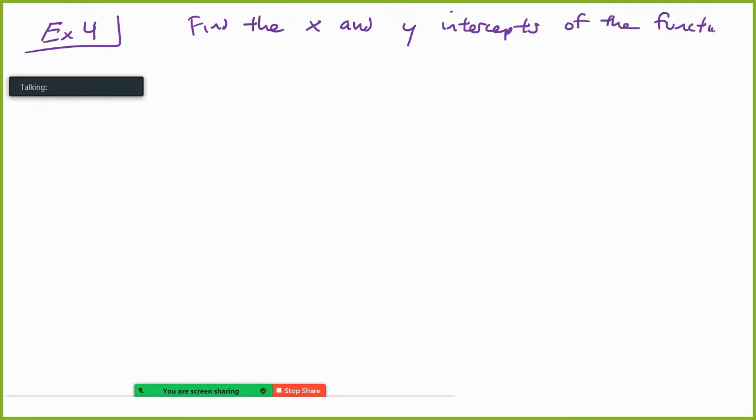Example 4. Find the x and y intercepts of the function. Now remember, function, which we've been working with in the last unit a lot, the line we're given is the same thing as the function. So you're going to see that a lot.